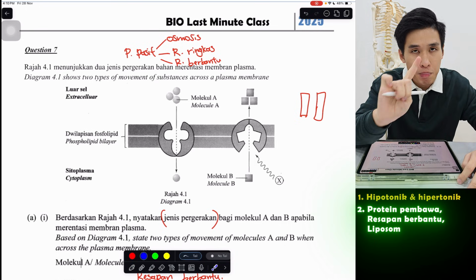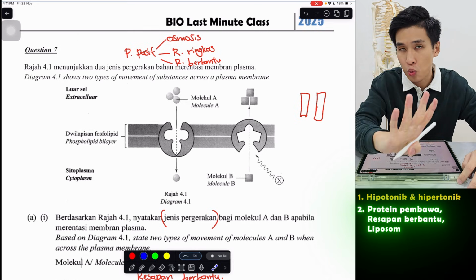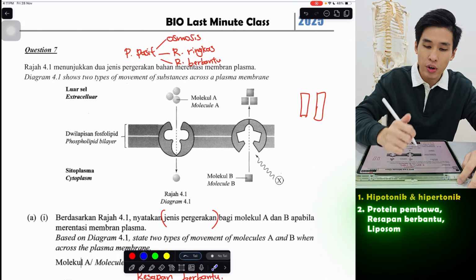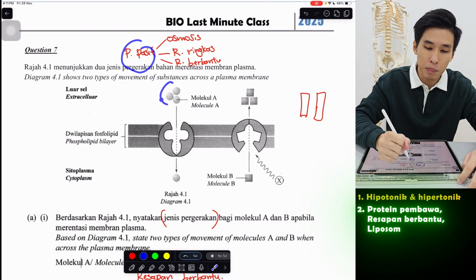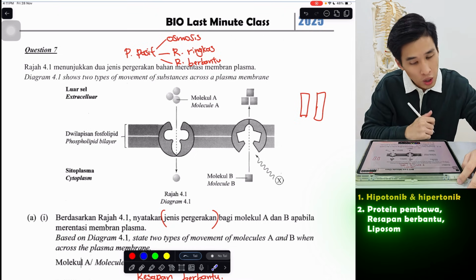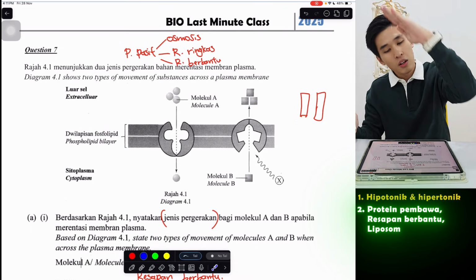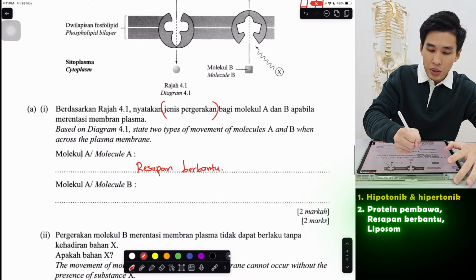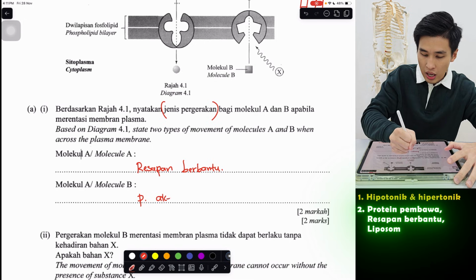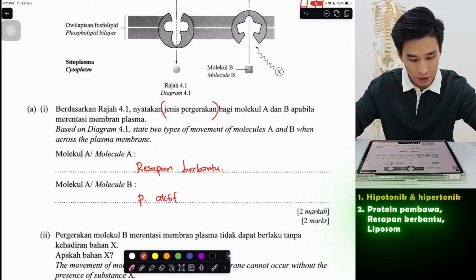So at protein pembawa, there are two pengangkutan. One is berbantu, one is active. So berbantu is a type of passive, so it's always kepekatan tinggi ke rendah. So that's why I know this is berbantu. And then you can see rendah to tinggi, that one, rendah to tinggi is pengangkutan active. Pengangkutan active only got one example, so straight pengangkutan active.